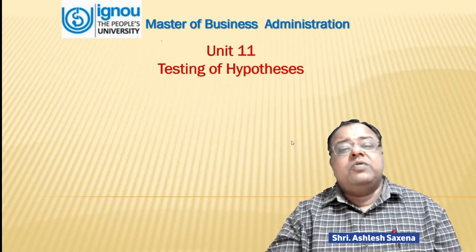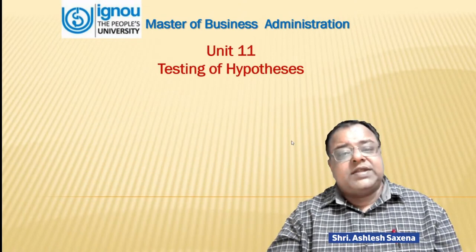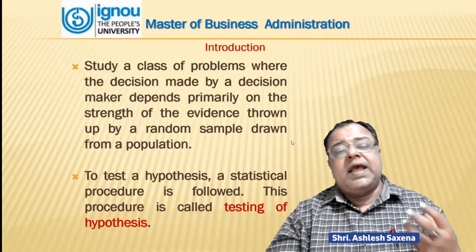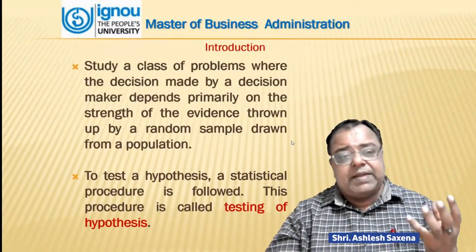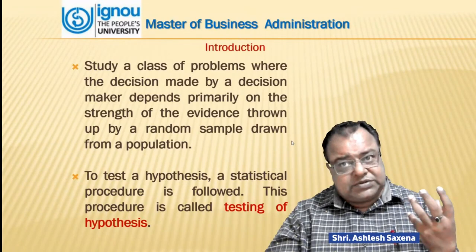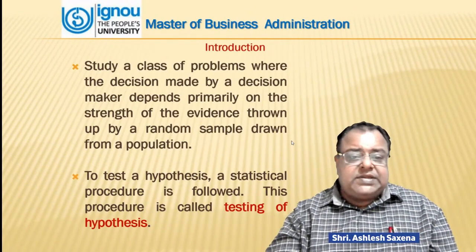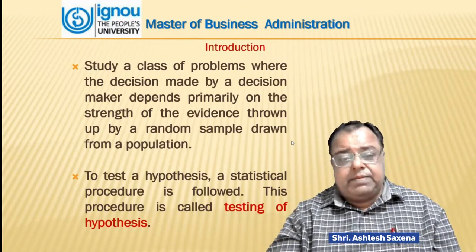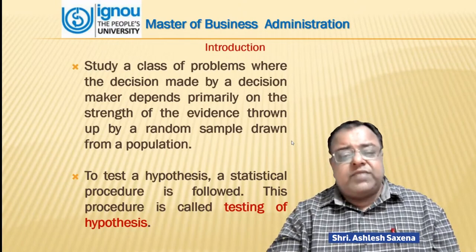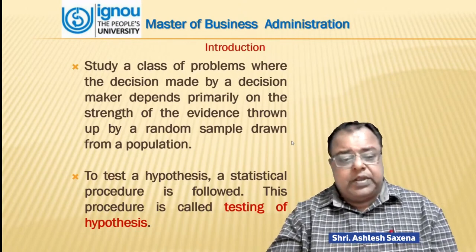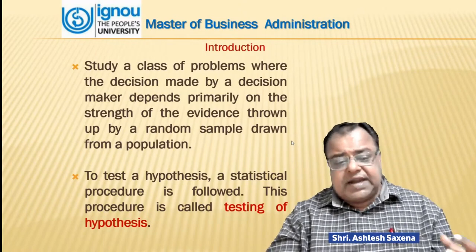Now we move on to unit 11, which is related to testing of hypothesis. First of all, we will see what is meant by hypothesis and what are the procedures which are applied to test these hypotheses. We study a class of problems where the decisions made by a decision maker depend primarily on the strength of the evidence thrown up by a random sample drawn from a population. To test a hypothesis, a statistical procedure is followed, and this procedure is called testing of hypothesis.